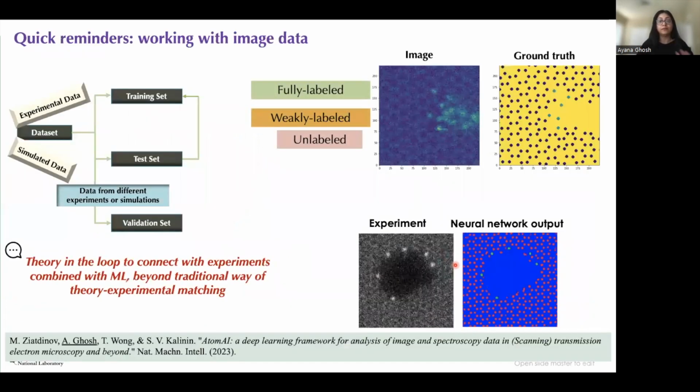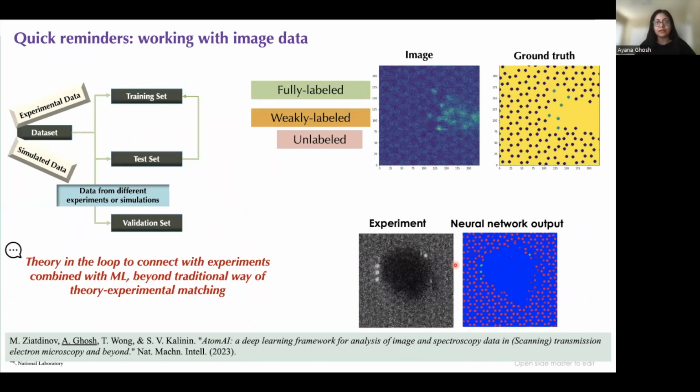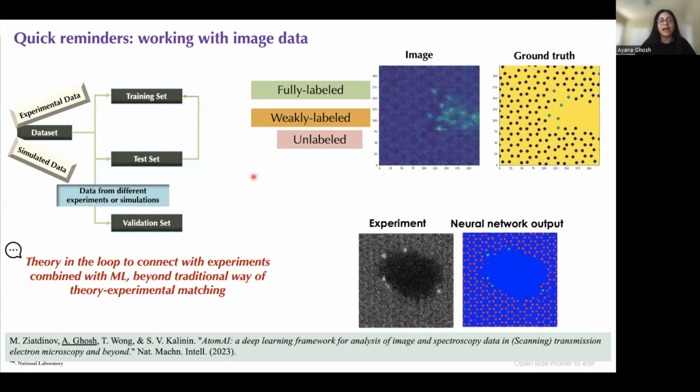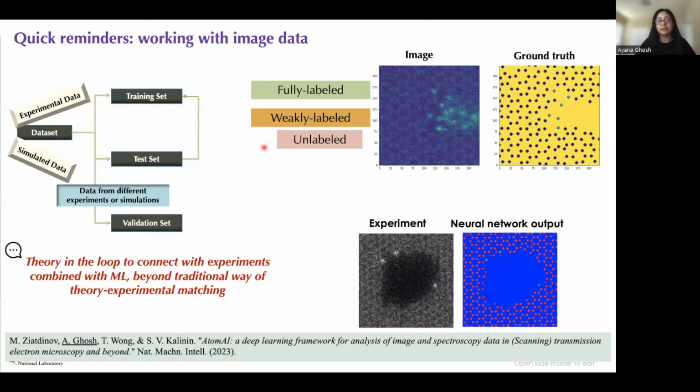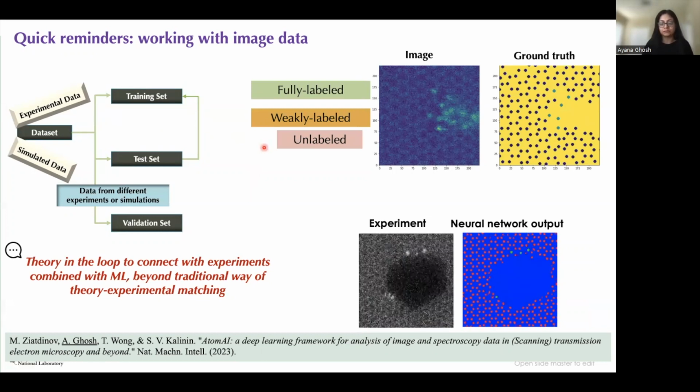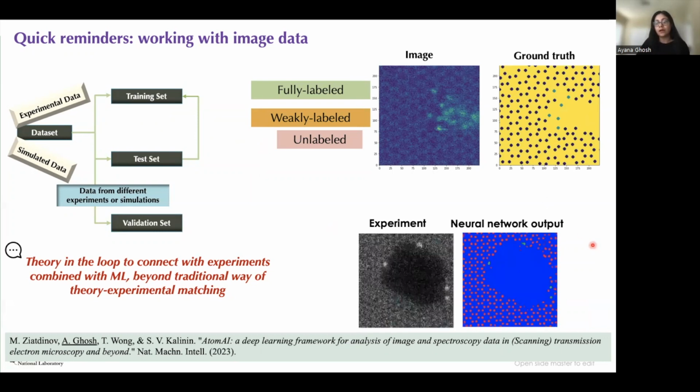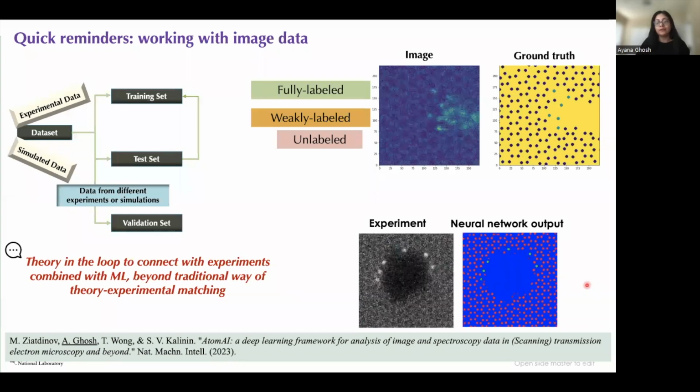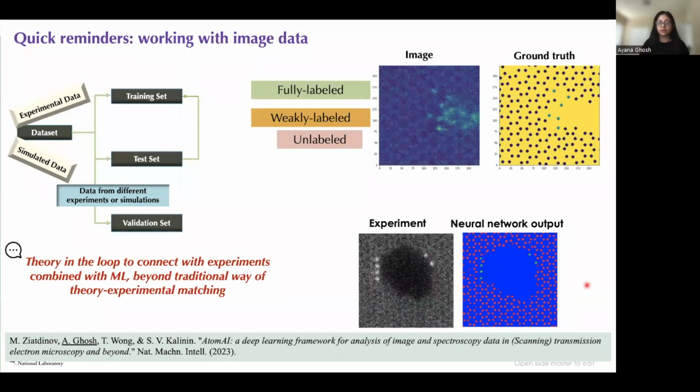But before I dive into the workflows, just a quick reminder of the things that you have already learned in the previous lectures. Working with image data is not always easy, because a lot of the time we have access to a lot of data, but it is unlabeled. In today's examples, we will see how we still use this unlabeled data to get to feature identification. The idea is to go from experiments, the noisy images, to neural network outputs that would look something like this, where you have information on each of the individual pixels representing atoms or defects and so on.